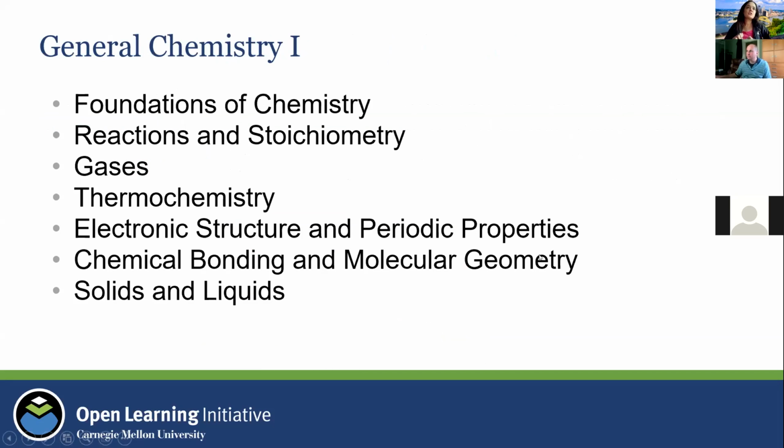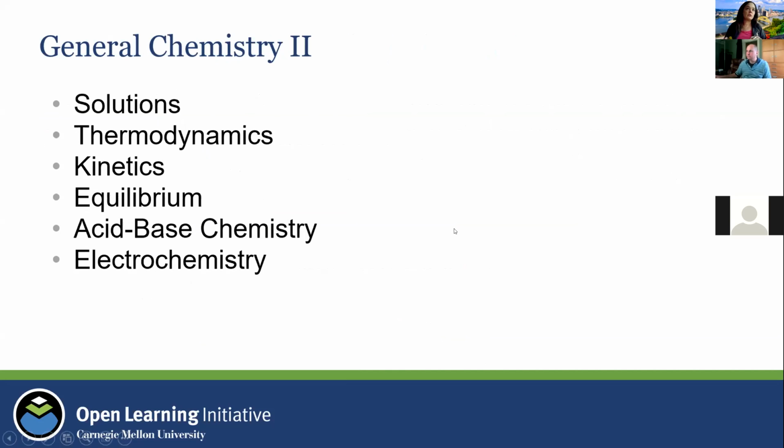The general chemistry course is divided into 2 semesters, the way that general chemistry traditionally is. So these are the main topics covered in General Chemistry 1 and General Chemistry 2. The content is movable from one semester to the other, just for future reference.